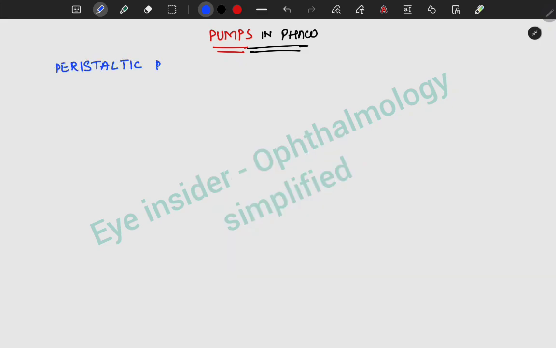In today's class, we will discuss the various pumps in a phaco machine. So there are the peristaltic pump and the venturi pump. We'll discuss them in this class.